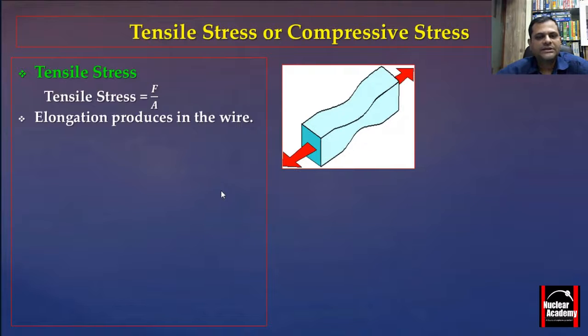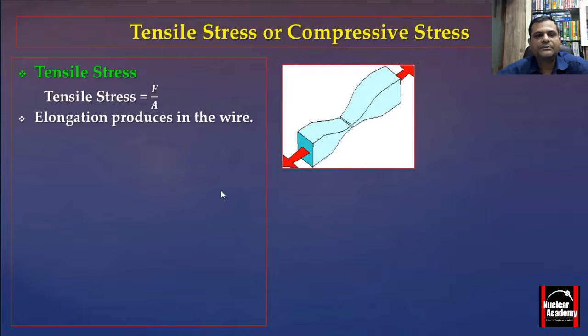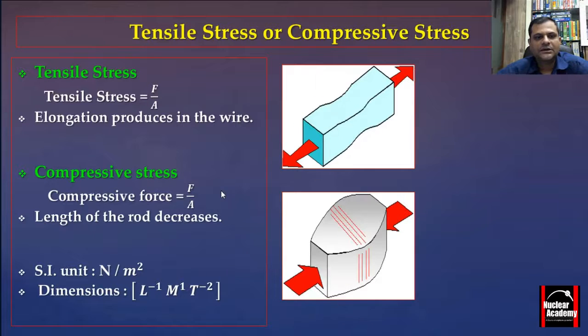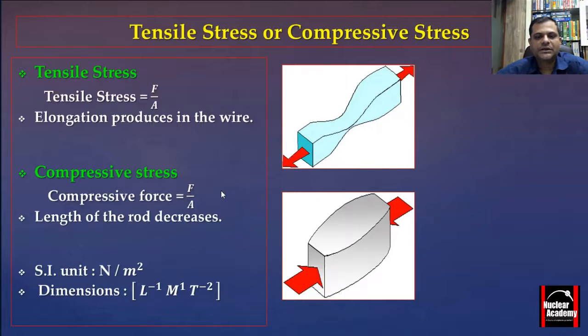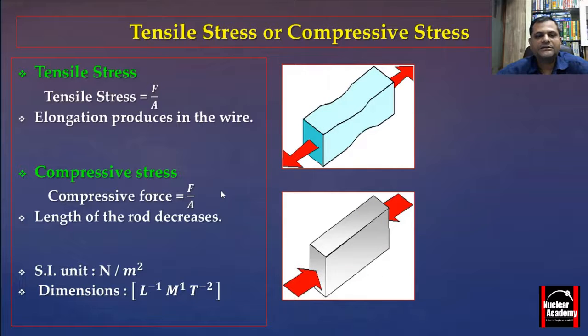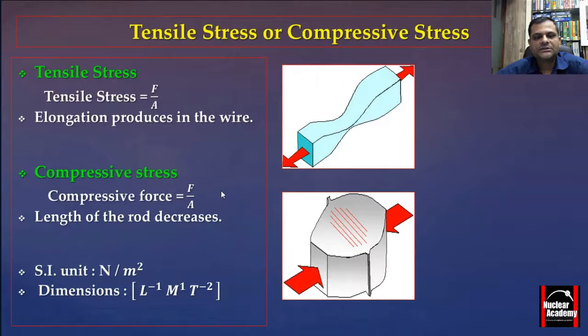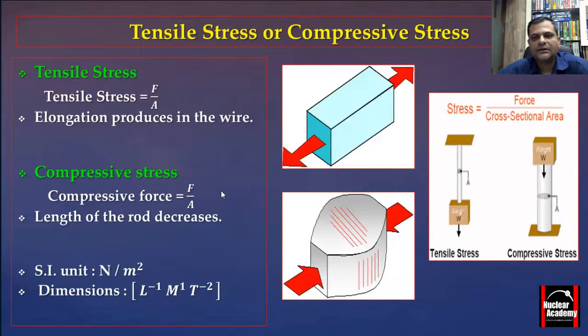Whenever the body is extended, a tensile stress is produced, which is defined as force per unit area. Whenever elongation is produced in the wire, that is an example of tensile stress. Compressive stress is when the wire or any substance is compressed, and the force per unit area in that case is called the compressive stress. The length of the rod in this case decreases. SI units and dimensions are the same as those of stress.